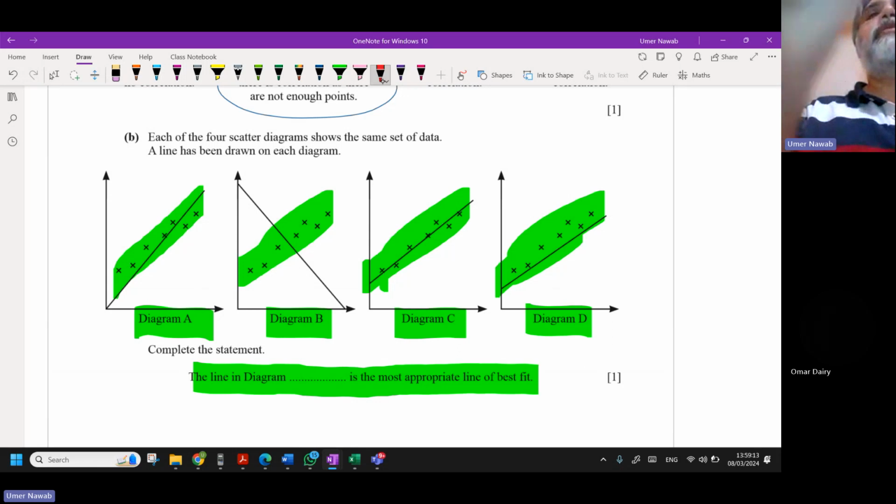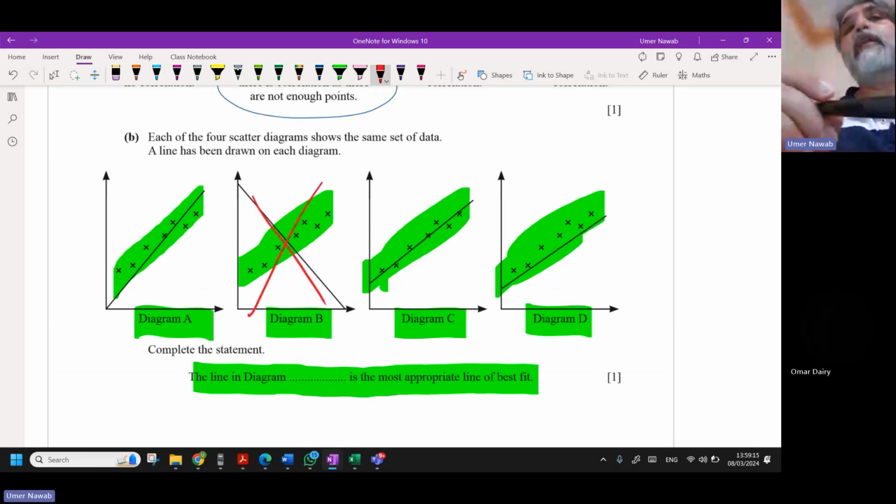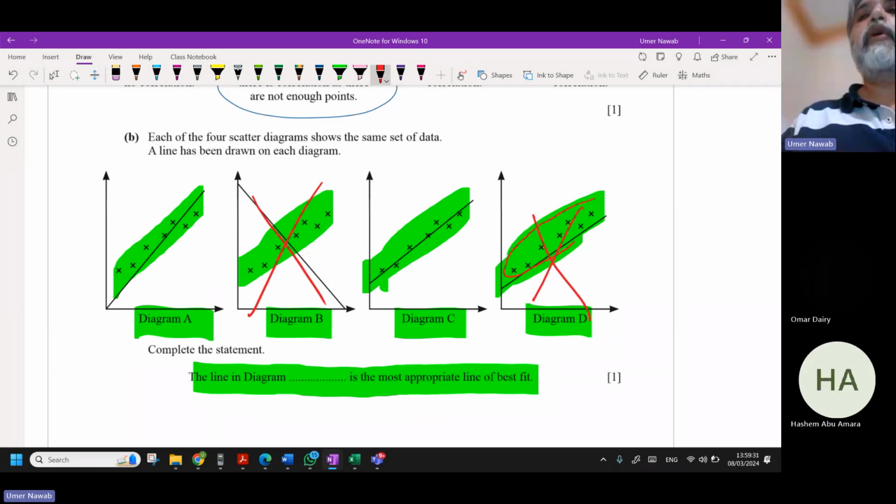Obviously, you will say, Mr. Omar, this is not the line of best fit, because it should pass right in between the points which can show the trend of the graph. Mr. Omar, this is also not good. Why? Because it is leaving all the scatter points, the points above the line. No, this is not a good line of best fit.